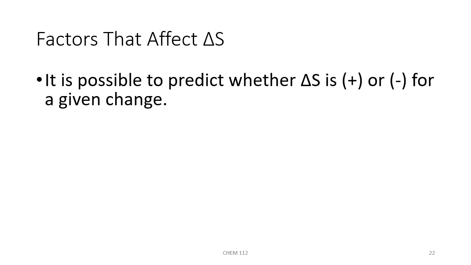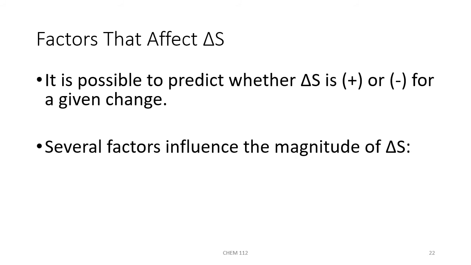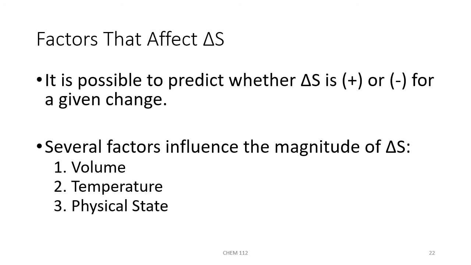It is possible to predict whether the entropy change is positive or negative for a given change taking place. There are some factors that will influence the magnitude of delta S: the volume, the temperature, the physical state (solid, liquid, or gas), and the number of particles present, or essentially how complex that substance is.